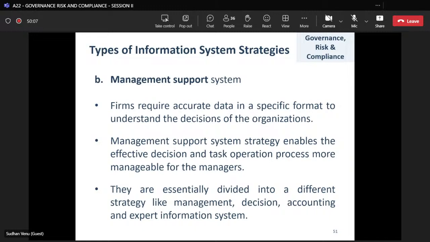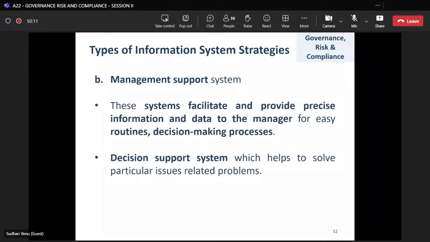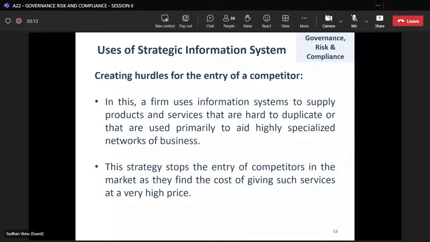Okay, so that's all about the management support system in terms of information system strategies. And the next one is users of strategic information systems. So what are the uses if you are using information system strategies in an organization?